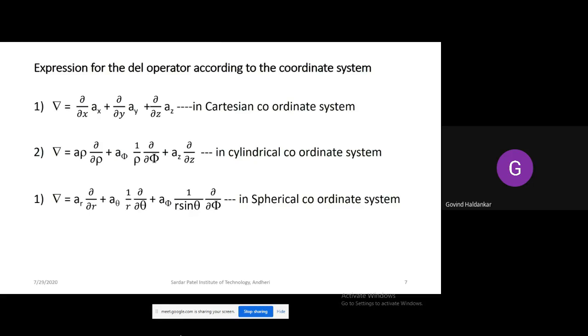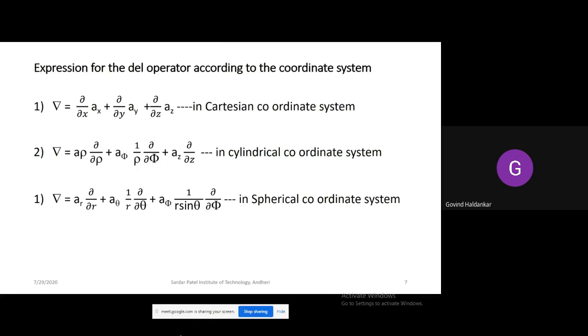In the third equation, in the same way, it is written aR ∂/∂R. Here instead of ρ we are writing r. As far as coordinates are concerned, they are r, theta, and phi. So aR is a unit vector with ∂/∂r, then aθ, a unit vector, times (1/r) ∂/∂θ, and aφ with (1/(r sin θ)) ∂/∂φ. So this is the equation in the spherical coordinate system.